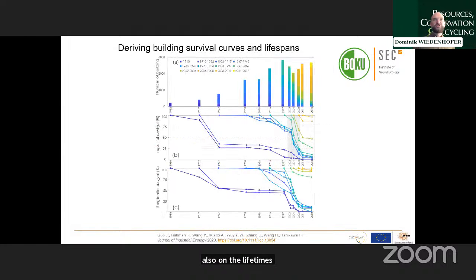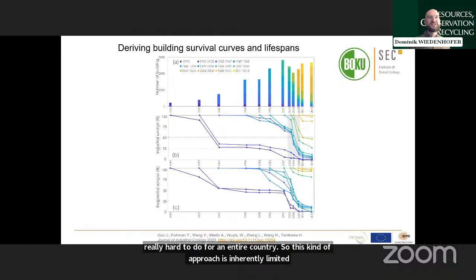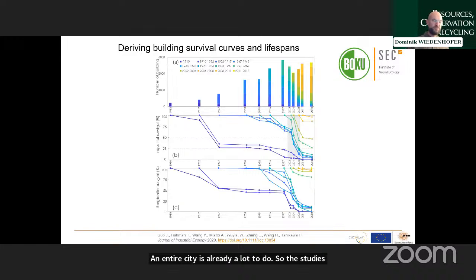As you can already notice, this is going to be really hard to do for an entire country. This kind of approach is inherently limited; an entire city is already a lot to do. So the studies that are out there usually go for parts of cities, and only for Japan does such a map actually exist for the entire country.